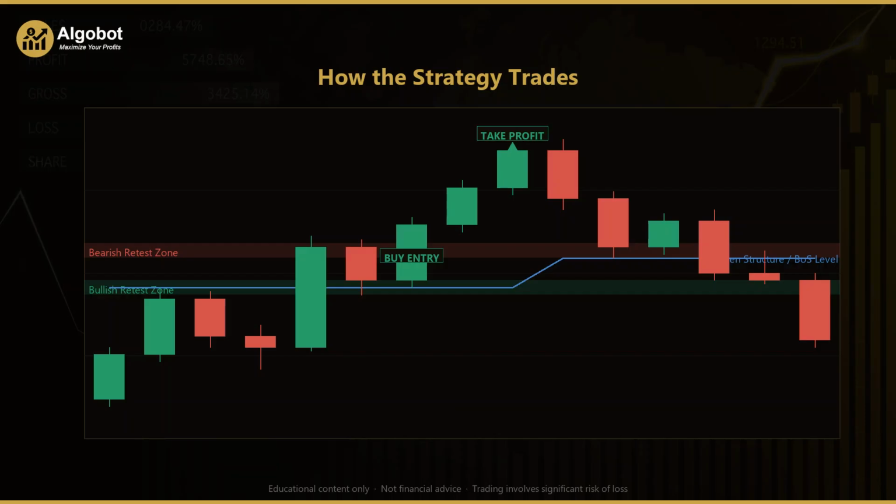Again, no immediate entry. Price rallies back up into the red retest zone, testing the broken support as new resistance. A bearish candle then closes back below the level, confirming the rejection, and the sell entry fires. Price drops away and reaches the take profit below. In both directions the pattern is identical: a break, a patient retest, a rejection, and only then a trade. This illustration is for educational purposes only.